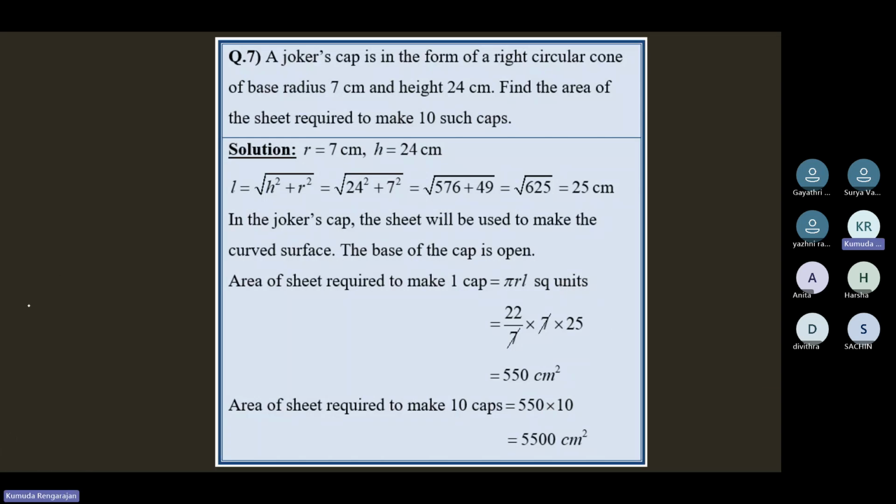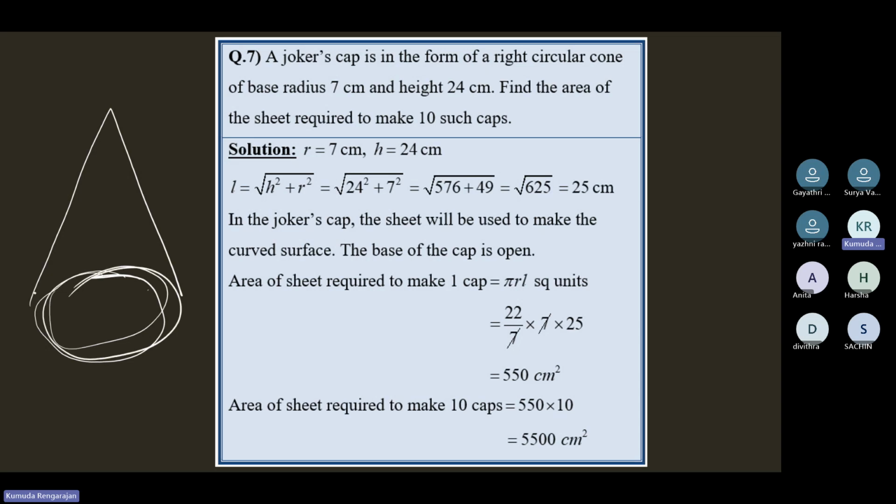In a joker's cap, the head of the person will fit here, right? So there'll be no material used to cover the circular portion. Here, no material is used because the person has to put it on the head. So this portion is empty. The circular portion is not covered with cloth.